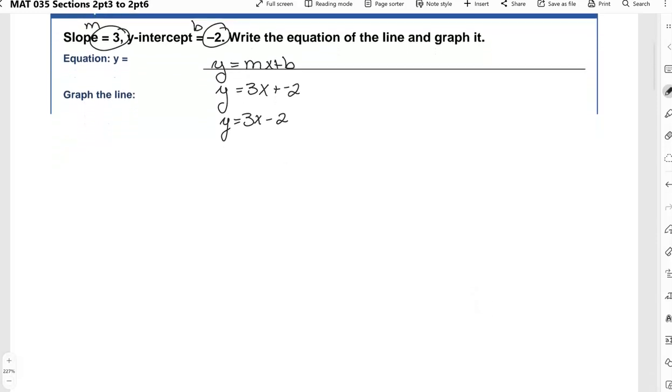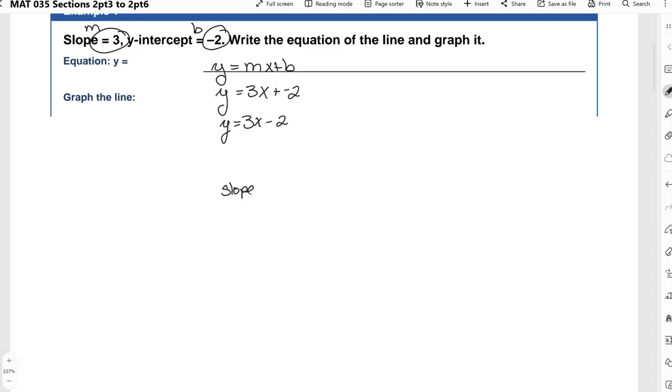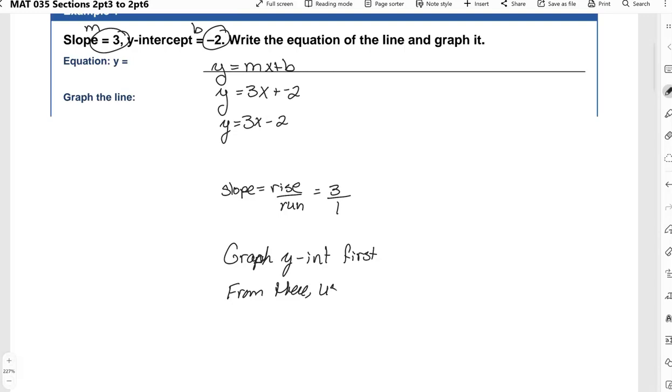So when we graph these, we're going to think about our slope, which is rise over run. Our slope is 3, so I'm going to think about that as a fraction 3 over 1, which means from the y-intercept, I'm going to graph the y-intercept first. And then from there, we're going to use the slope to plot another point. And then we're going to connect the dots.